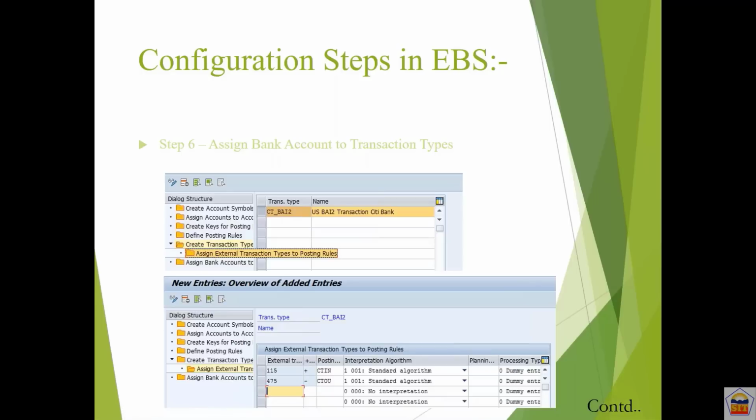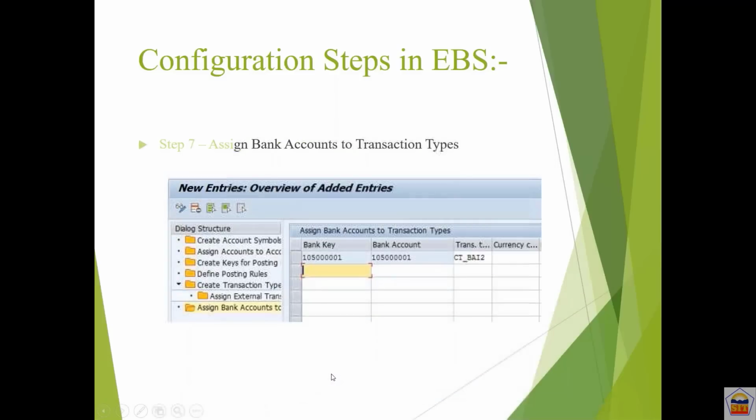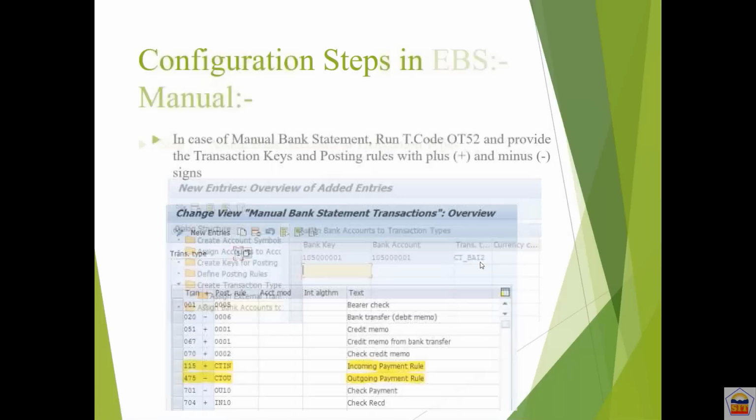Then we have the algorithm, so how you want the clearing to be done. If you want the clearing to be done according to the check number, the reference number, or the document number, that algorithm you can mention here. Then here you have given your posting rule. So finally, you are going to assign your transaction type with the bank information. Bank information is your bank key and your bank account number. Or I would say this is the bank information we have assigned to the transaction type.